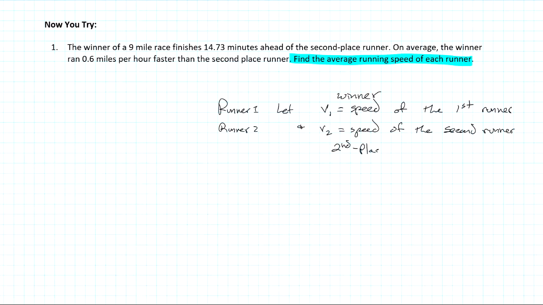All right. We also want units for our speeds. This is a 9-mile race, and we have 0.6 miles per hour, but we also have minutes given up here. Let's do the speed in miles per hour, just like it has in that context, and we are just going to have to watch our units, and we'll have to switch some stuff. So both of these are in miles per hour.